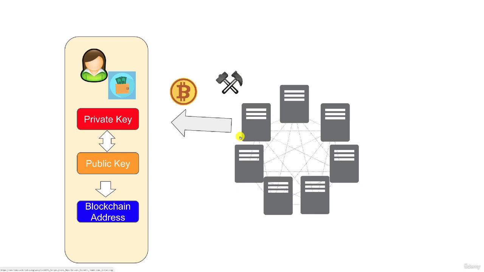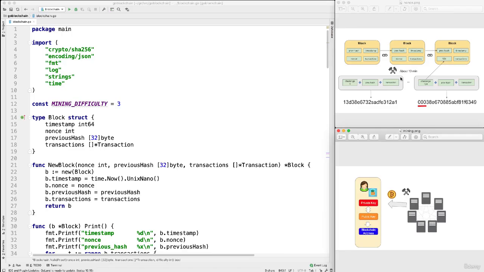Now, let's get to our coding. If you recall, we previously computed the nonce when we created a new block. When we create this new block, we go through the process of mining. And looking at our visual below, when mining is completed, the blockchain network rewards miners with cryptocurrency.